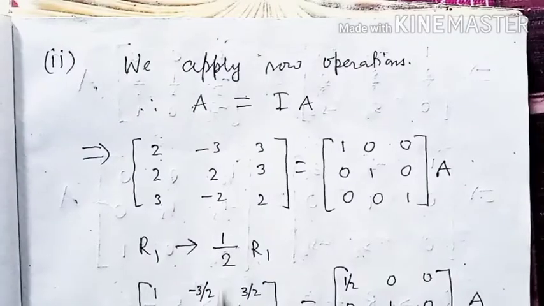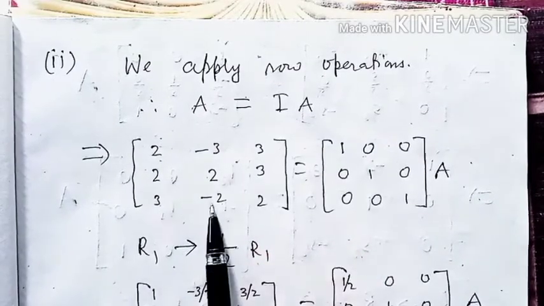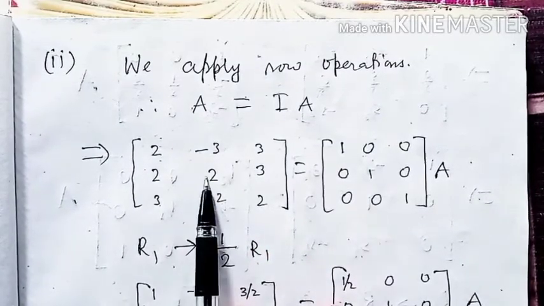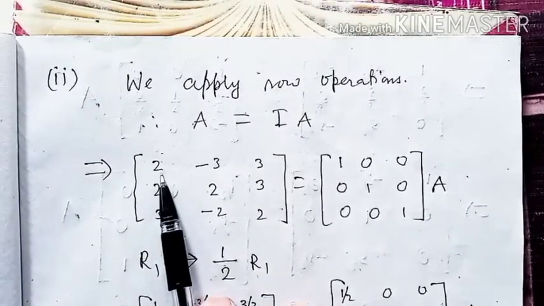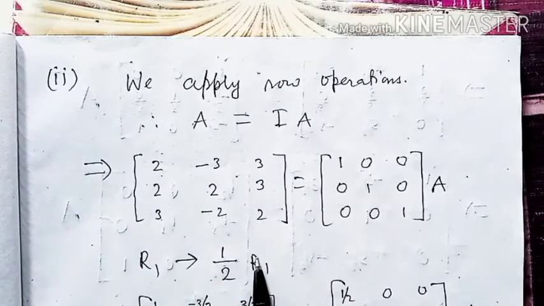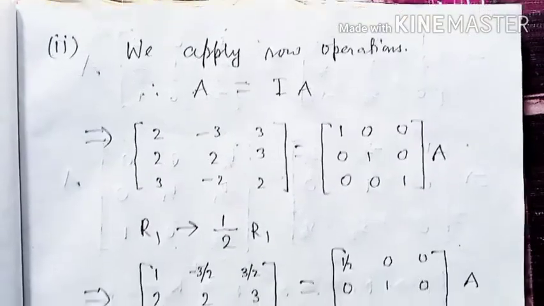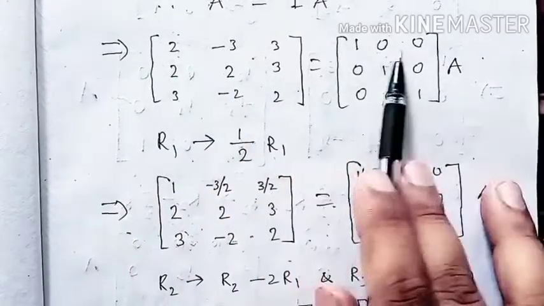We apply row operations on the given matrix. This is our third order matrix. Now we have to transform this into identity matrix. For that we have to make it 1. For that we have to divide R1 with 2. So we have this result. We divide both R1 with 2. So we have this matrix.